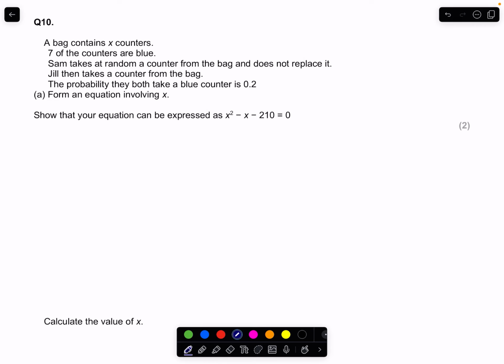Question 10. A bag contains X counters. 7 of those counters are blue, and Sam takes at random a counter from the bag and does not replace it. So that means we've got conditional probability here, which means whatever probability we look at for the first part, the second part is going to be affected by that.